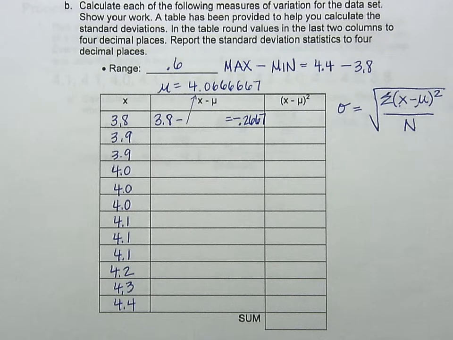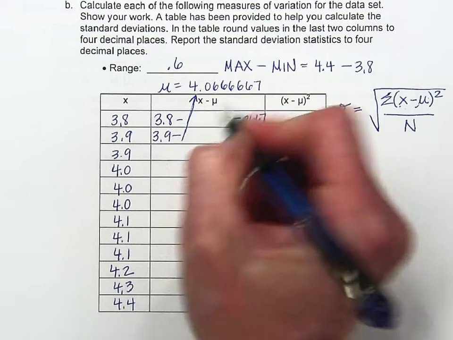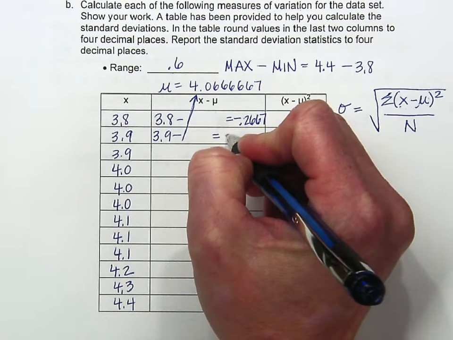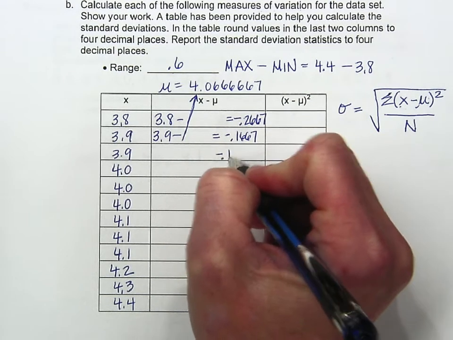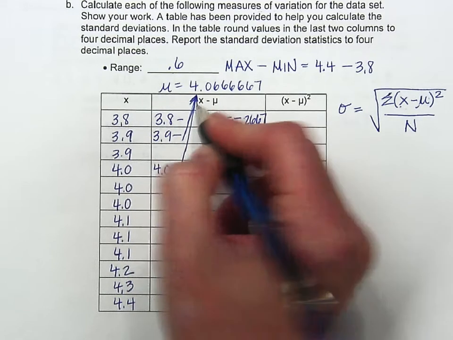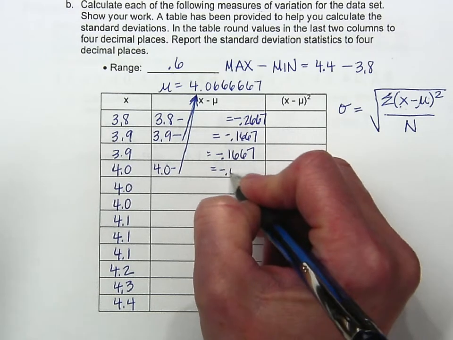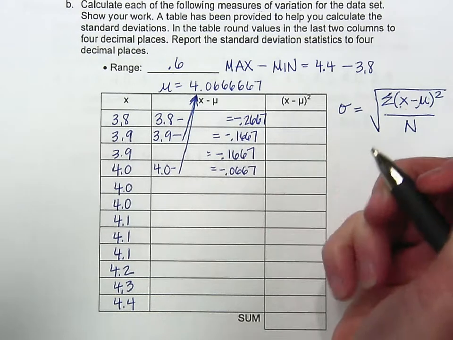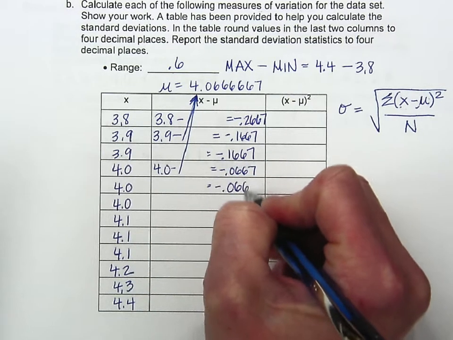And then I'm going to do 3.9 minus my mean. Oh, 4.066667. Sorry, I did the wrong thing. And when I do that, I'm going to have 3.9 minus that number, and then I'm going to get a negative 0.1667. And I'll get it again here. Then I'm going to do 4.0 minus my mean, and I get negative 0.0667. And I'll get that 2 more times.